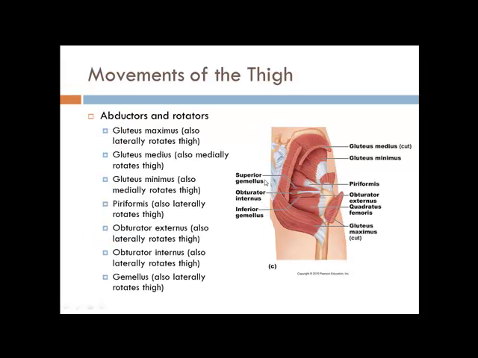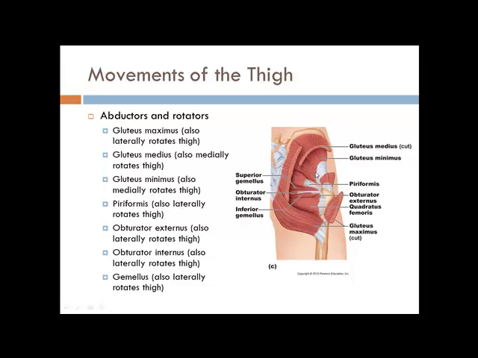Okay, so abductors and rotators. We're going to have our glute max, which is cut here. Alright, glute max is cut. We're going to have our glute medius, which is also going to be cut here. That one's going to be a medial rotator. We're going to have a glute minimus, which will also be a medial rotator.